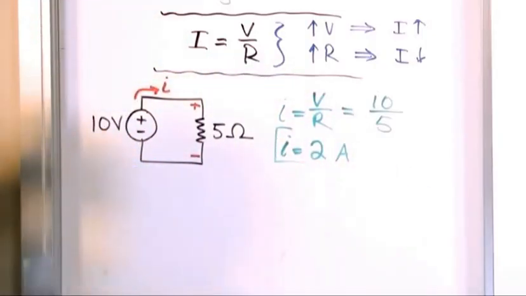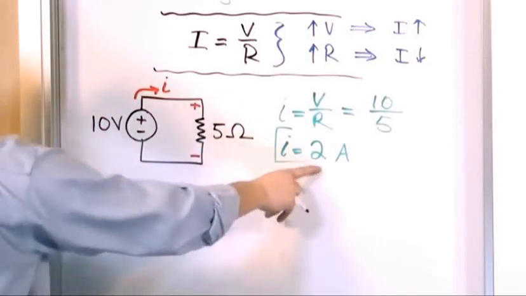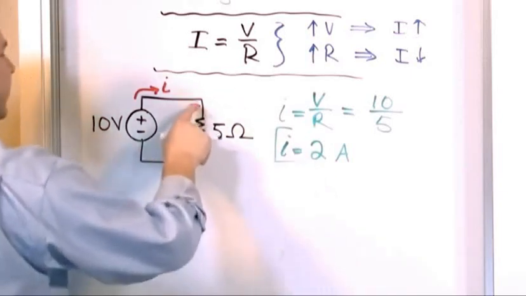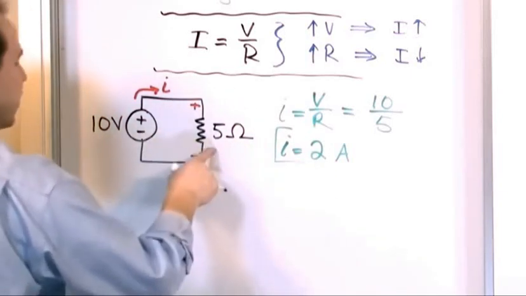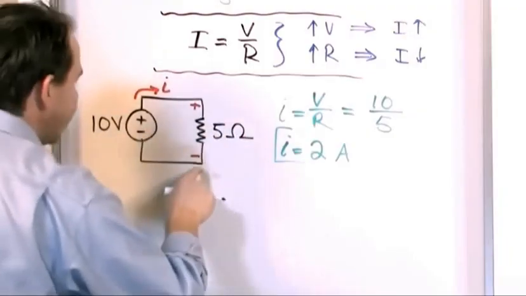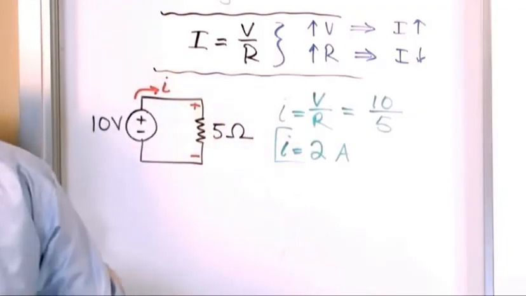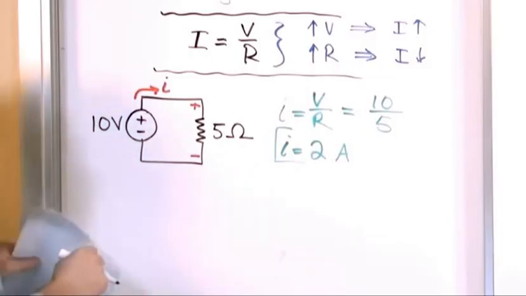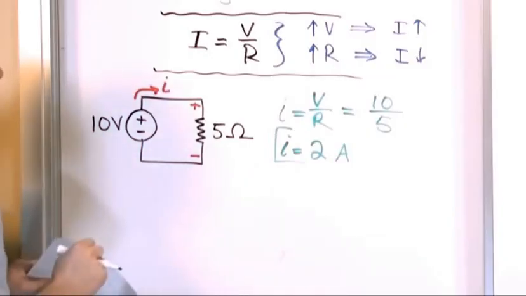So what this is saying is that in this circuit there are 2 amps of current flowing through this resistor, and of course since it's simply one loop, there's 2 amps of current going all the way around and around and around all the time. So, very, very important that you understand that.